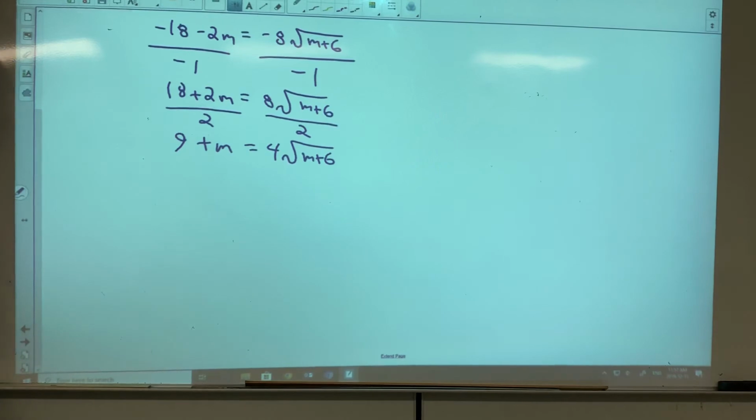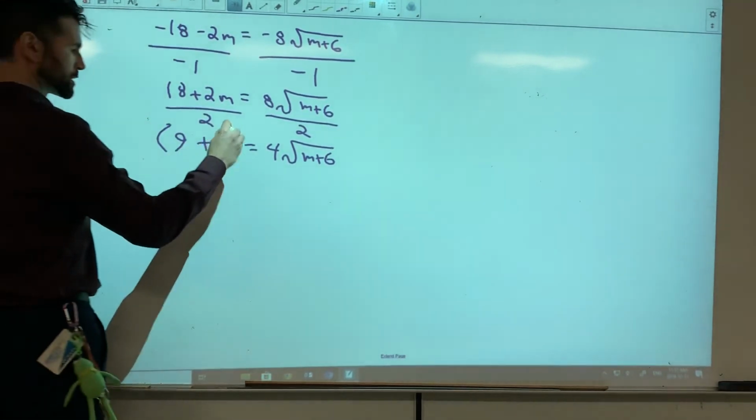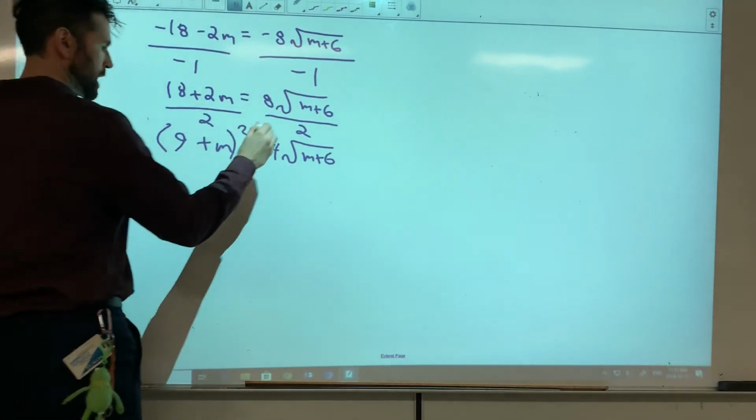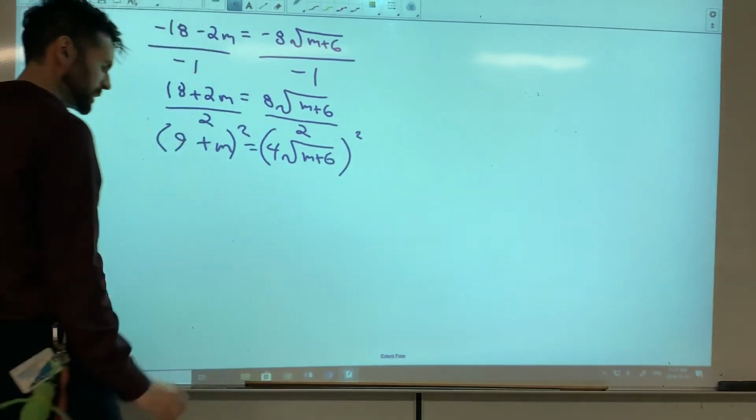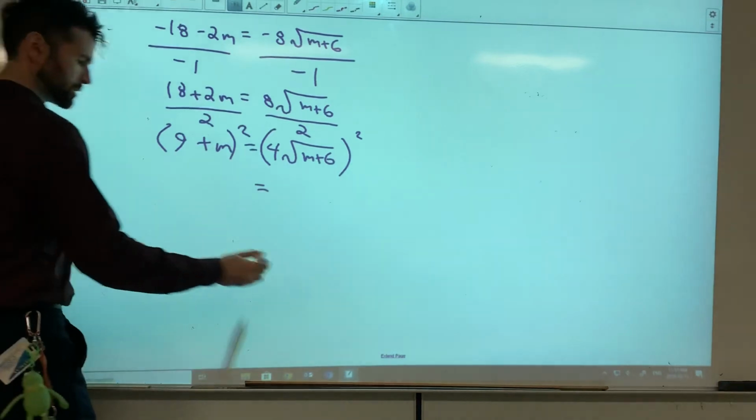So now are we ready to square both sides? We've made the numbers as small as we can. So we'll square this side. That's a binomial, so use a bracket. Now what happens on the right-hand side?